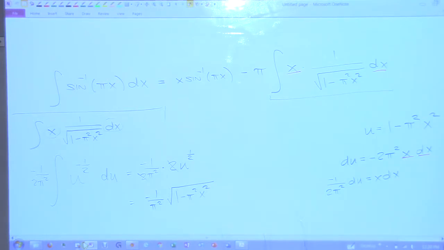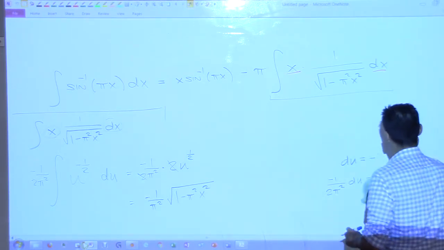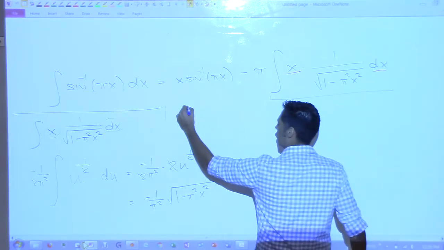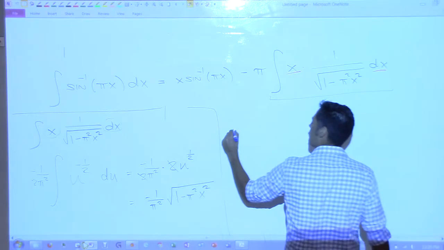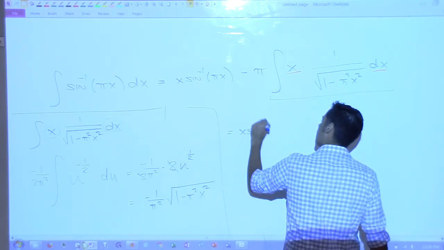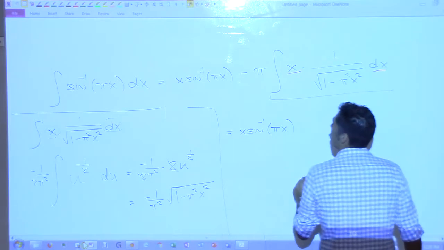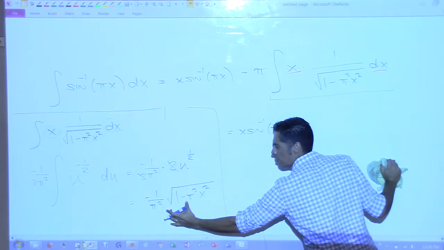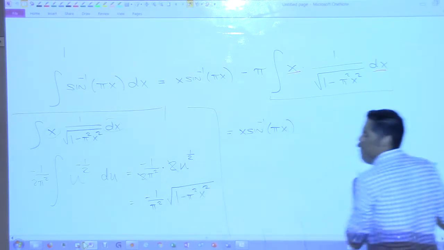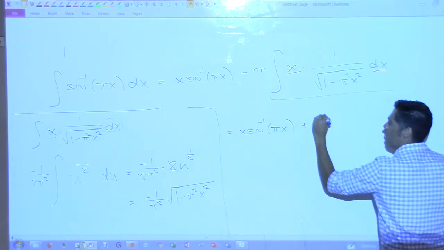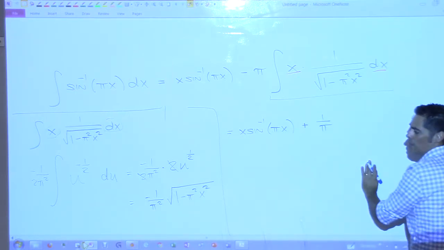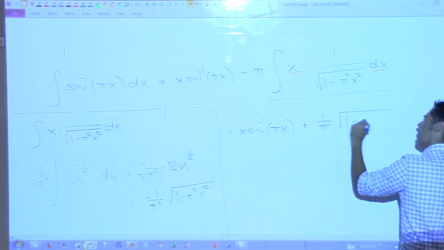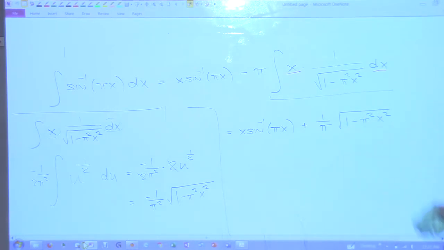So we got to write our final answer now. Okay, that's done with my scratch work. So this now becomes equal to x arc sine of pi x, then what? Minus pi times that. So what happens when I take negative pi and multiply it times that? Plus, just 1 over pi now, right? Because one of those pi's cancel. And then I've got square root of 1 minus pi squared x squared. Bam. Plus c, thank you, plus c. There it is.